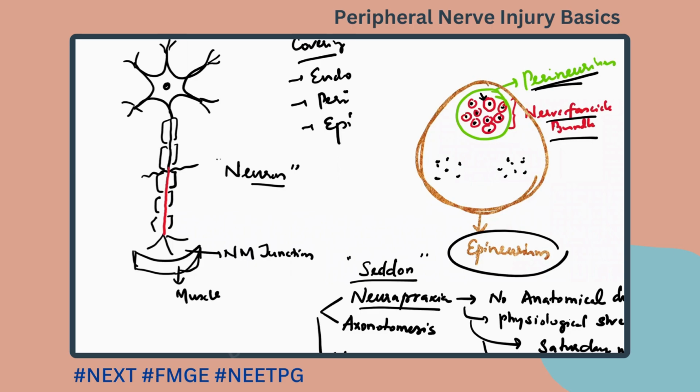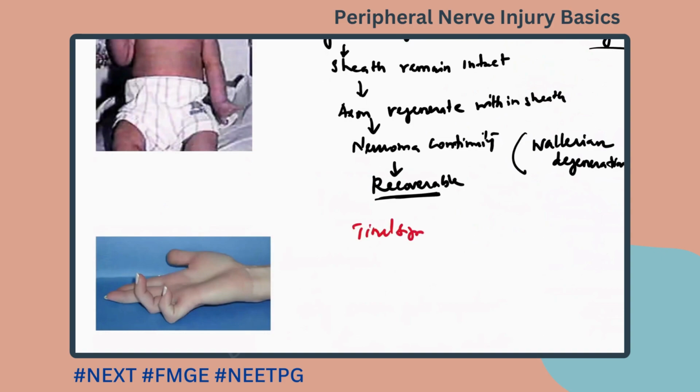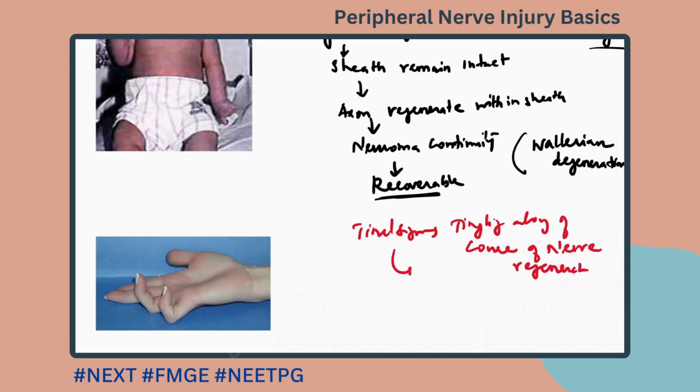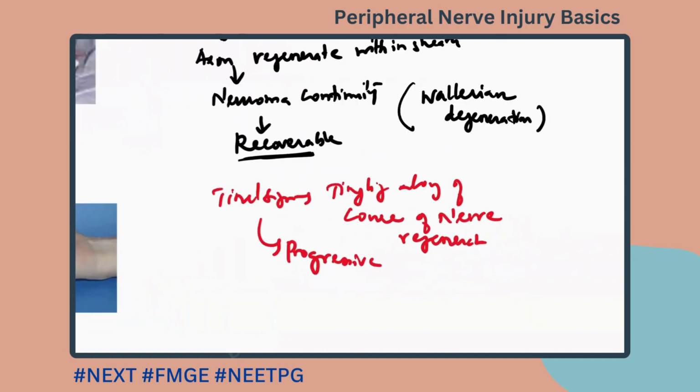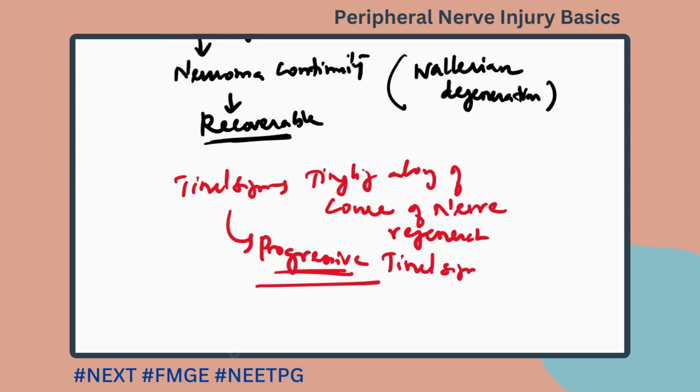Tinel sign is very important. It is a tingling sensation along the course of nerve regeneration. If it is a progressive Tinel sign, the nerve is growing. Progressive Tinel sign means the nerve is growing. If it is not progressive, the nerve is not growing. Okay, so please remember this. Progressive Tinel sign is very important. So in axonotmesis, you will have a progressive Tinel sign. Okay, clear? Now what happens in neurotmesis?